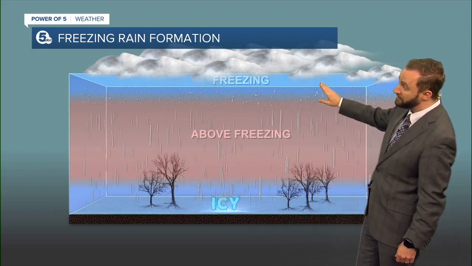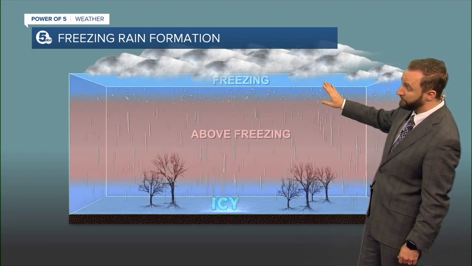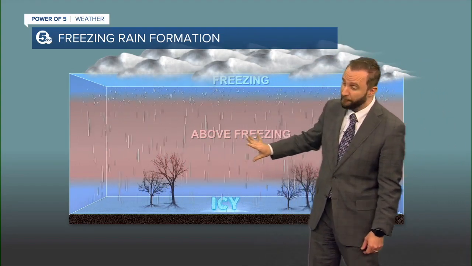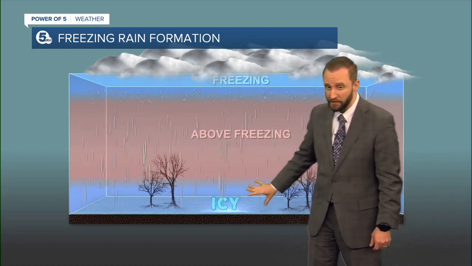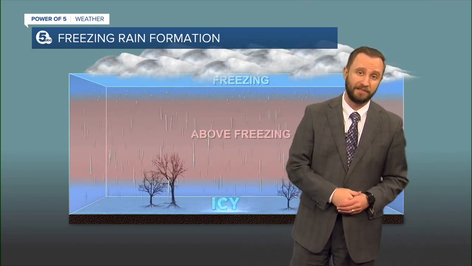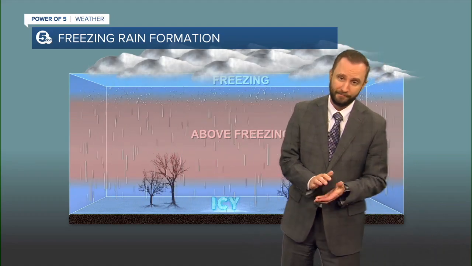So we start off at 32 or below, well above the surface, then a bit more of an above-freezing layer between about 32 and 40 most of the time. Then once we get closer to the surface, temperatures are below that freezing mark, causing some icy messes here in Northeast Ohio.